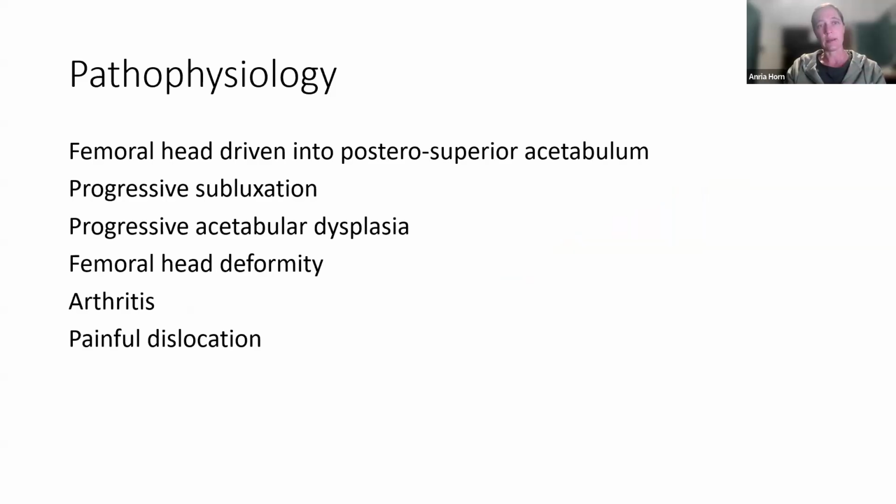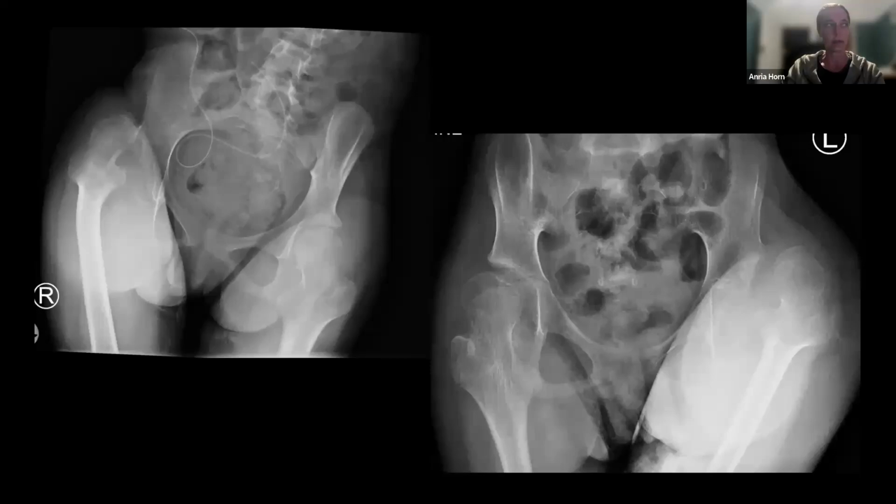So basically, due to this imbalance between the muscles and the pathoanatomy of the femoral head, the head is driven into the posterior superior acetabulum. So there's a difference between the direction of dislocation in cerebral palsy and DDH. In DDH, dislocations are typically anterior superior or anterolateral, and it is posterior in the CPs. So this leads to progressive subluxation, acetabular dysplasia, femoral head deformity, arthritis, and the end stage of this process would be a painful, stiff, irreducible dislocation.